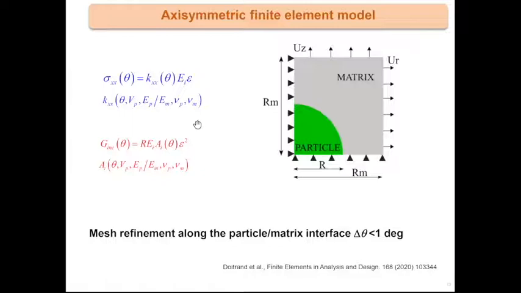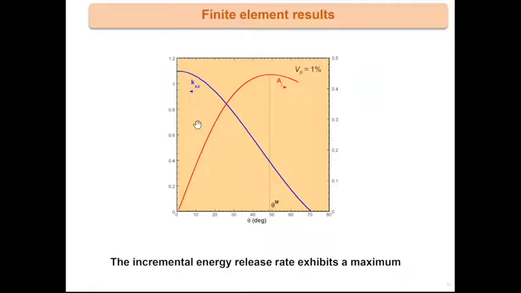Okay, so if we compute these coefficients, we obtain the stress condition here, that is to say the stress concentration factor. So you see the stress concentration is not so strong, and it is a decreasing curve. Here you have the energy condition with the incremental energy release rate. The point here is that you have a maximum. It is not a monotonically increasing curve.